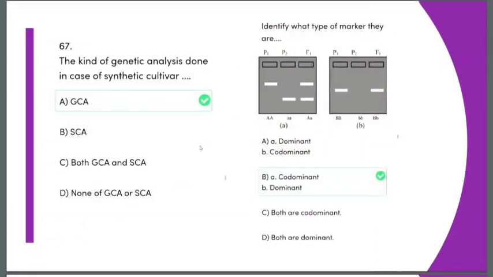67th: the kind of genetic analysis done in case of synthetic cultivar is GCA, general combining ability. 68th is identify what type of marker they are. Here they have given a diagram. In the first we can see that both the parents P1 and P2 have gel bands, and in F1 also the gel is concentrated there. So it's codominant, and in the second diagram P1 and P2, that's dominant, you can see.